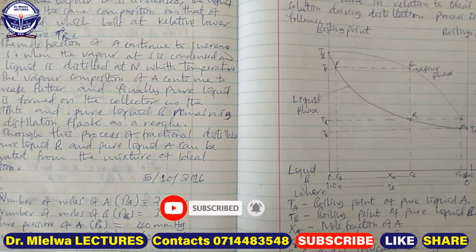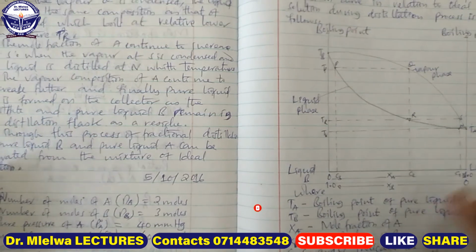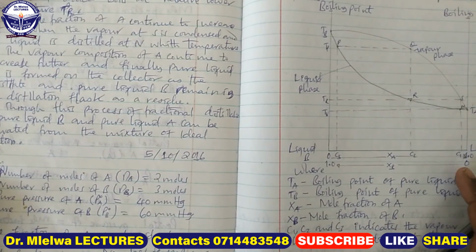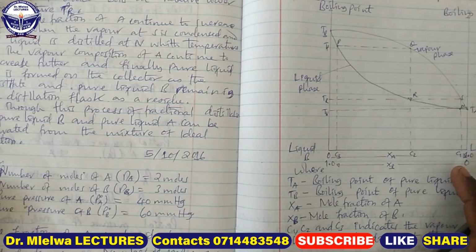In the next session, we'll be solving some of the examples using Raoult's law, but we'll be solving the examples which will calculate even the partial pressure in the second vapor and the third vapor.